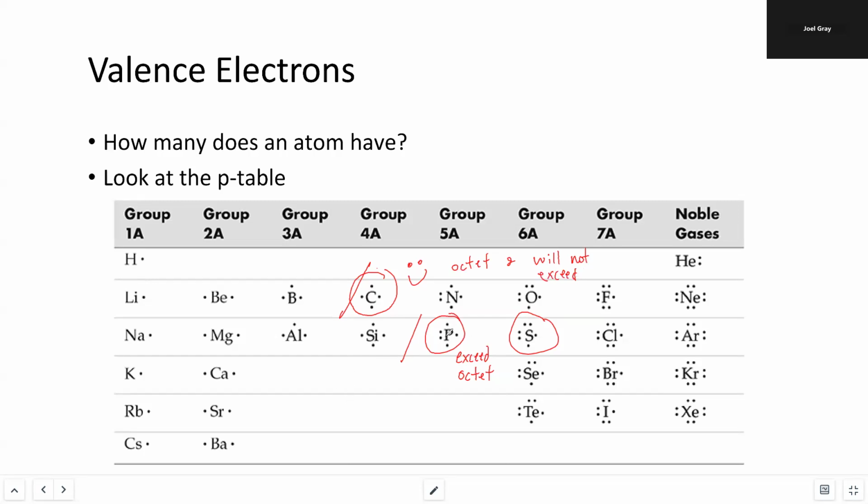Yes, phosphorus and sulfur, they can exceed. Does that mean that they absolutely do? No, it doesn't. But it means that they can exceed the octet. Carbon, as an example, will basically never exceed the octet. Boron doesn't need the octet.